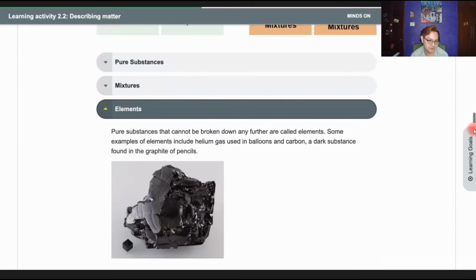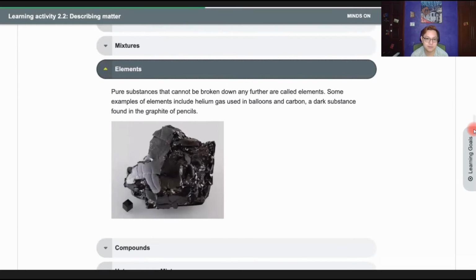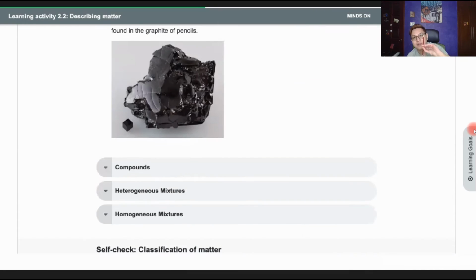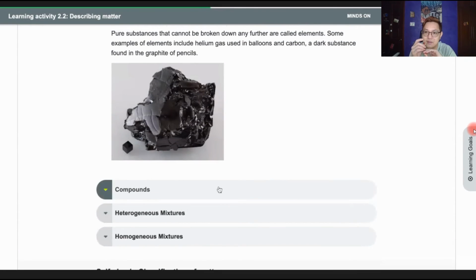Element: a pure substance that cannot be broken down any further is called an element. Some examples of elements include helium, a gas used in balloons, and carbon, a dark substance found in graphite. Graphite is in pencils. The tip of the pencil is basically graphite. Basically, it's also carbon too.